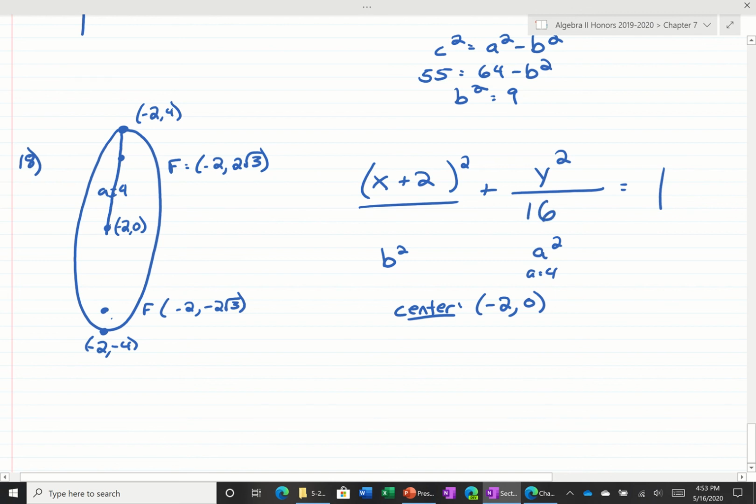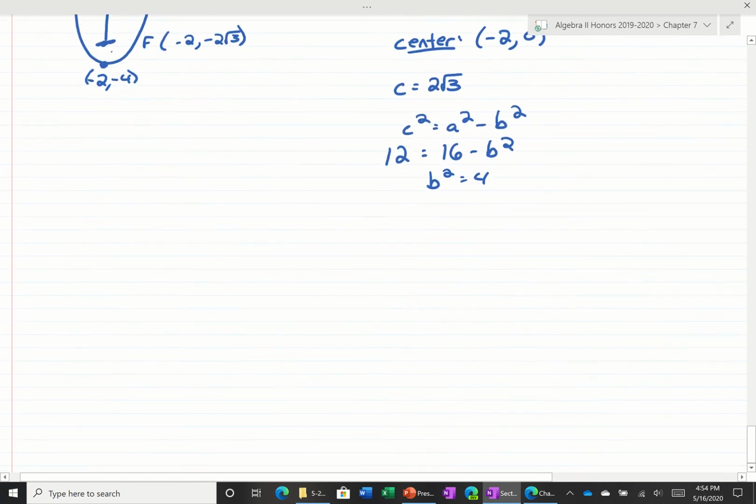And it looks like the distance from here to here would be c. And that's going to be 2 root 3. So if c squared is equal to a squared minus b squared, c squared would be 2 root 3 times 2 root 3, which is 4 root 9, or 12. A squared is 16. So it looks like b squared would be 4. And that's what our equation would be.